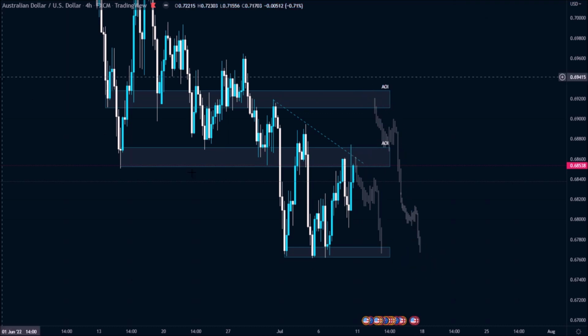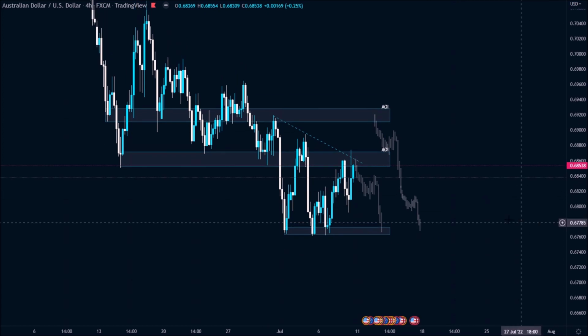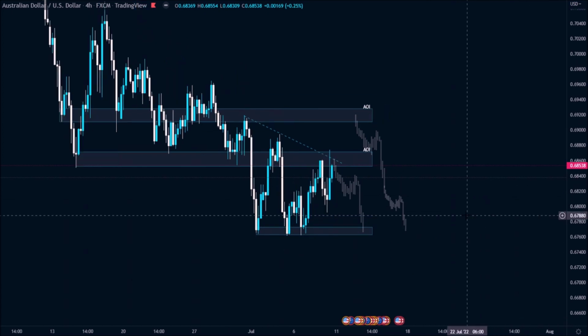So bearish on Aussie dollar, and yeah, those are the levels that I like the look of the most, and we'll see if we can get involved with those.